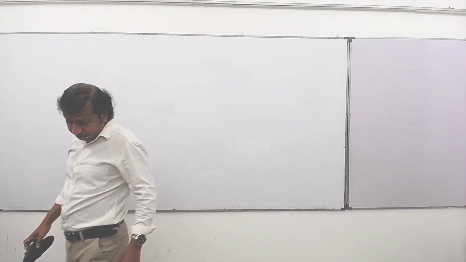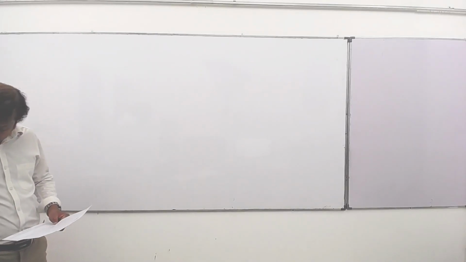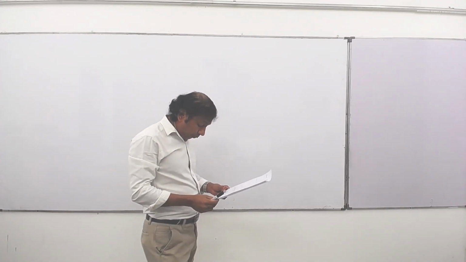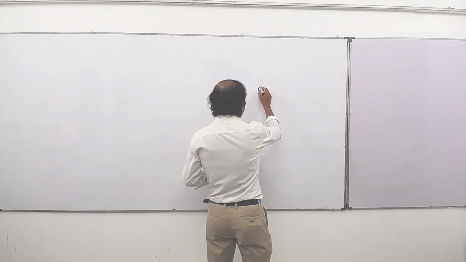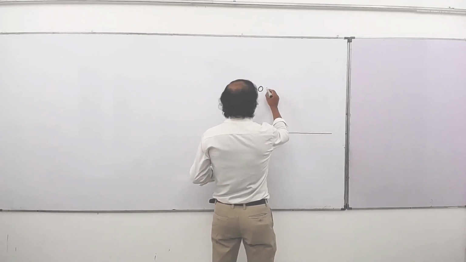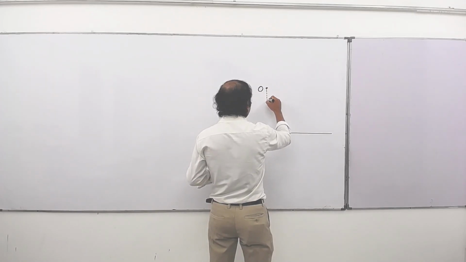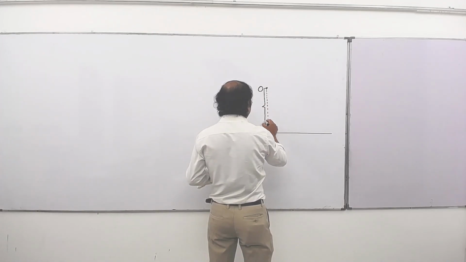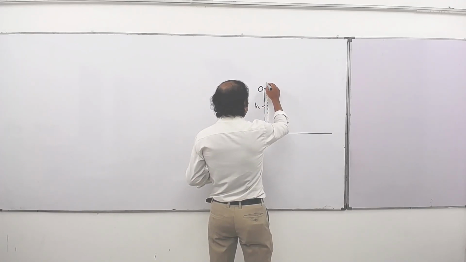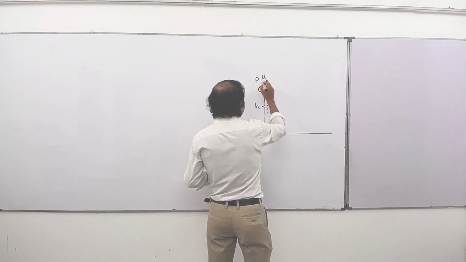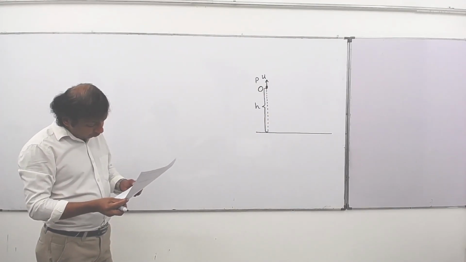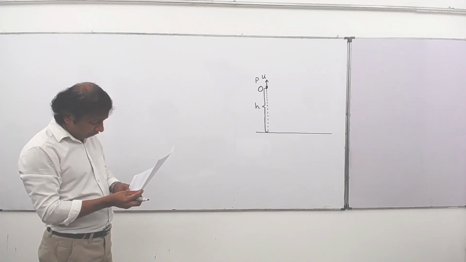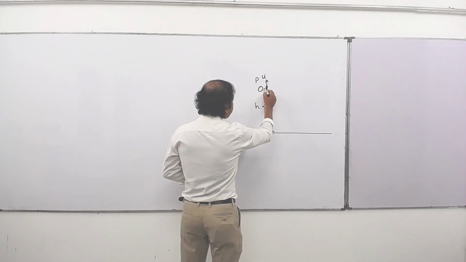Okay, you are given a particle P projected vertically upwards from a point O at a height h above the ground. Okay, like this. This is the point O. This is the ground. Point O is at height h. Particle P is projected upwards with velocity u, suppose. At the same moment, another particle Q is projected vertically downwards with the same velocity from the same point. Q downward with velocity u.